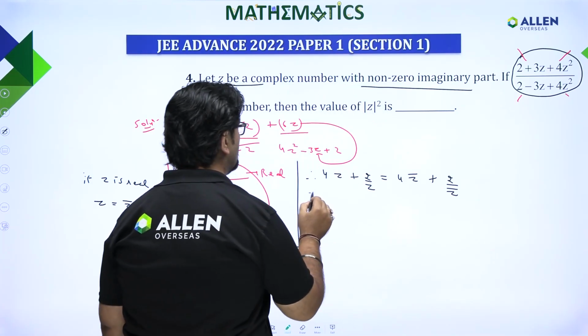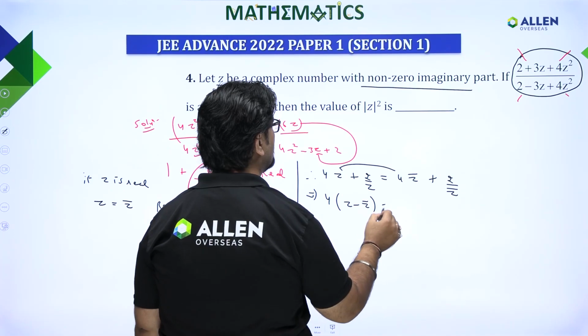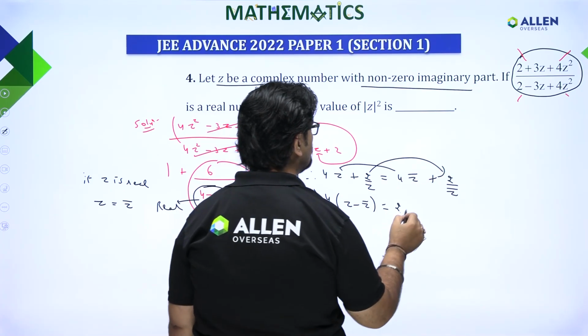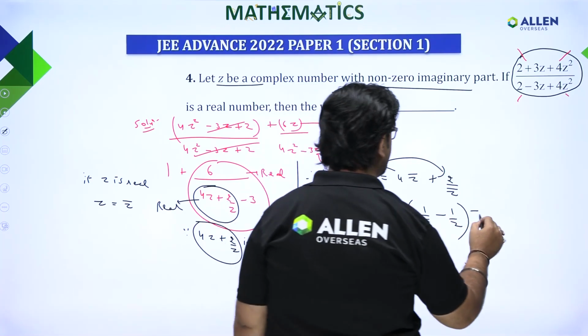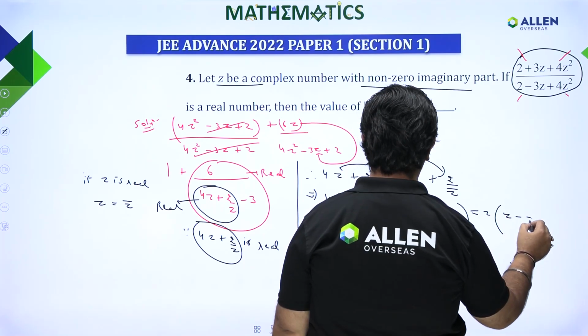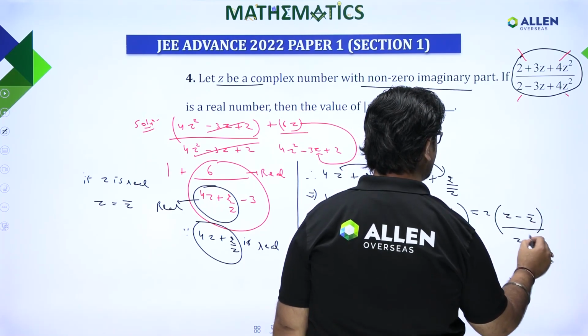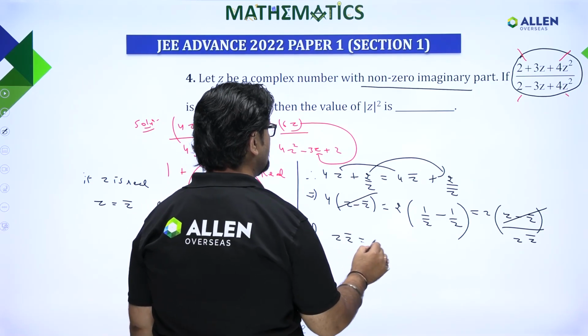Now, taking these terms here, 4 common, z minus z bar. Taking this term, 2 common, 1 by z bar minus 1 by z. Now take the LCM as well, I am getting z minus z bar divided by z z bar. So these will be cancelled out, and I am getting the value of z z bar as half.